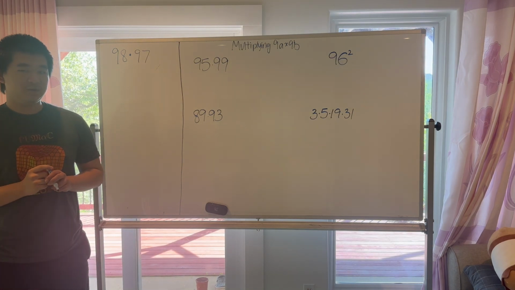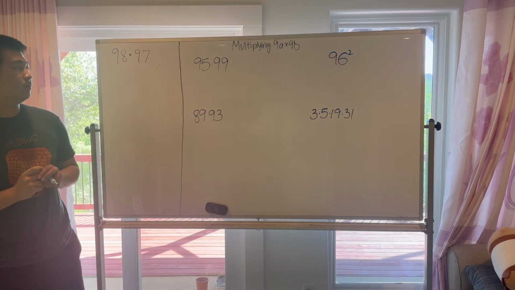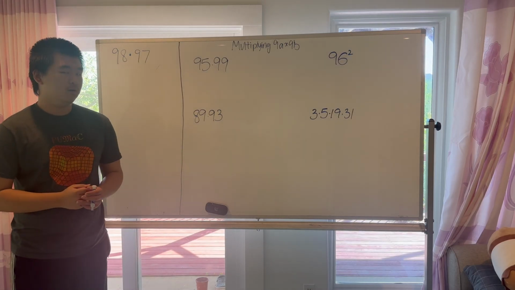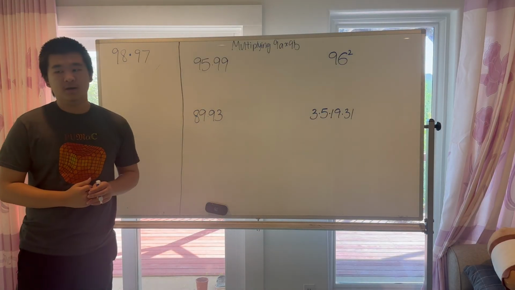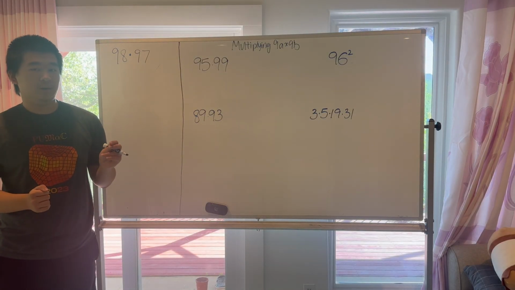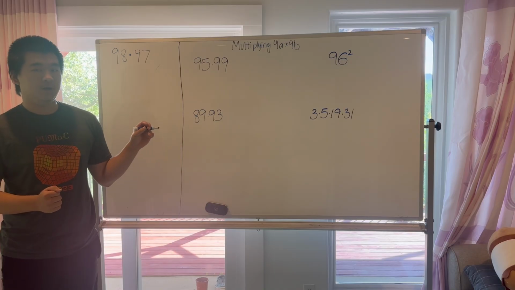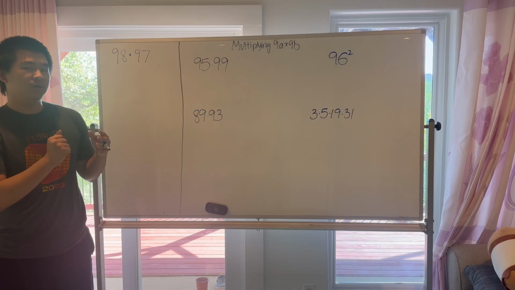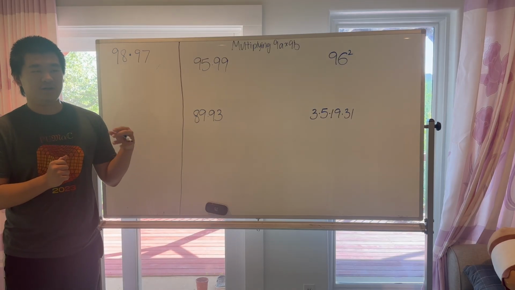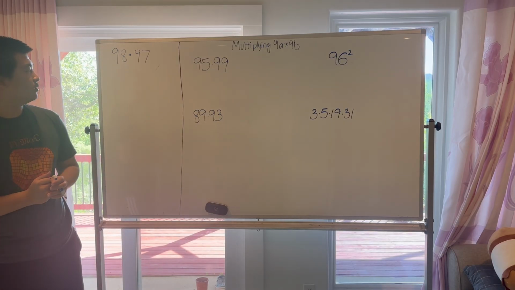In this video, we're going to talk about how to multiply numbers in the form 9a times 9b. In other words, numbers like 98 and 97, 95 and 99. Now, this video is intended to be a follow-up to my previous video, how to multiply numbers in the form 100 plus A and 100 plus B. So please go watch that if you haven't watched that already, and then come back and watch this.